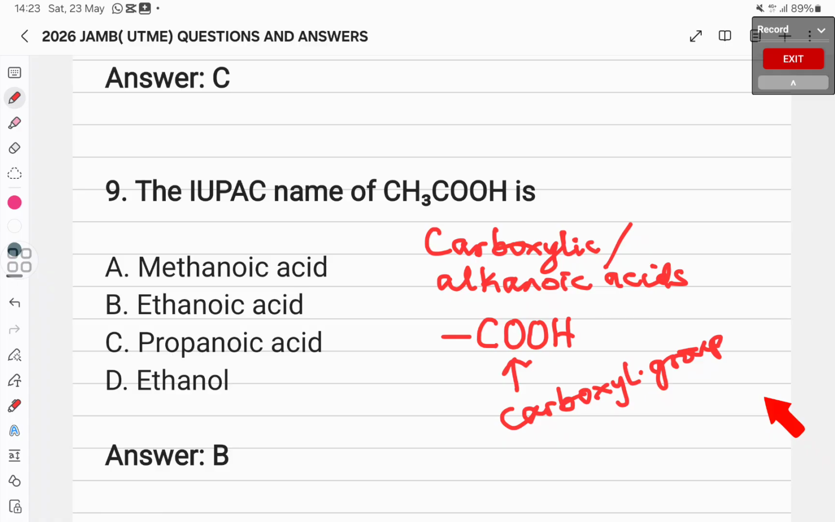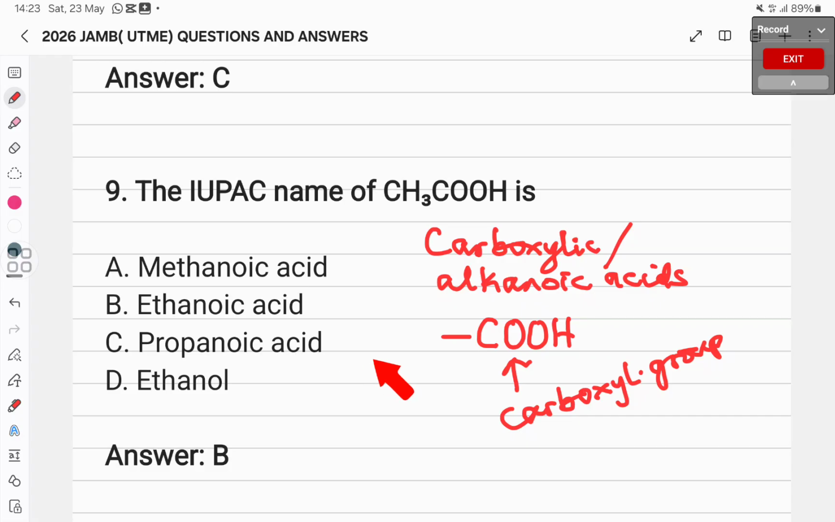Now, methanoic acid, ethanoic acid, propanoic acid are all members of this homologous series. Methanoic acid is not correct because the total number of carbon atoms in this molecule is 2. Methanoic has 1, so that is not the correct name. Ethanoic acid is when there are 2 carbon atoms. So this has 2 carbon atoms. Propanoic has 3 carbon atoms altogether. Ethanol does not belong to the family.